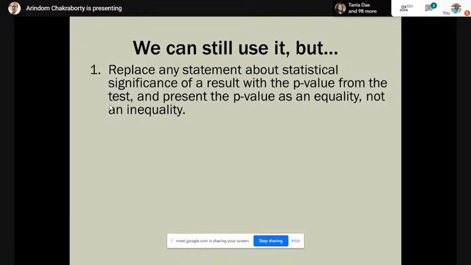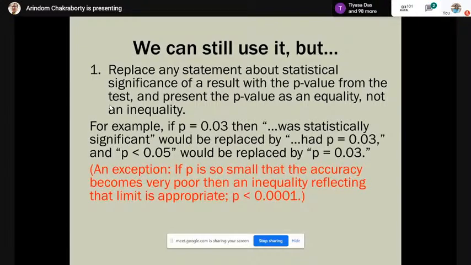Suppose the p-value has 10 zeros and then a 1. In that case, you can write p is less than 0.0001. So that is meaningful. But in general, whenever you are getting p as 0.03, write it in the exact manner, not as an inequality. Likewise, if you have p equals 0.25, you shouldn't write p greater than 0.05. So always express it as 0.25.